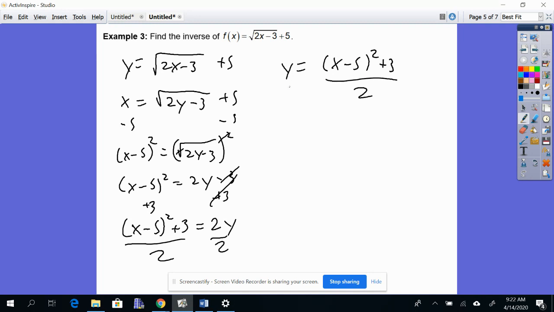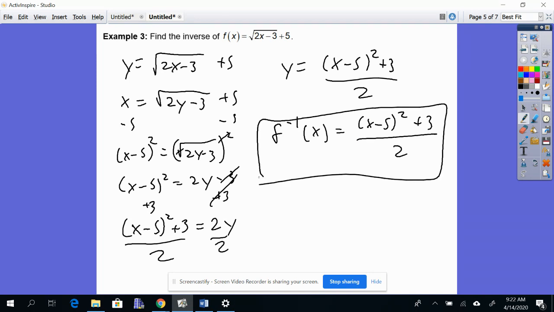And then last step, remember, change it back to function notation. So inverse of f of x is equal to (x minus 5) quantity squared plus 3, over 2. There's my answer.